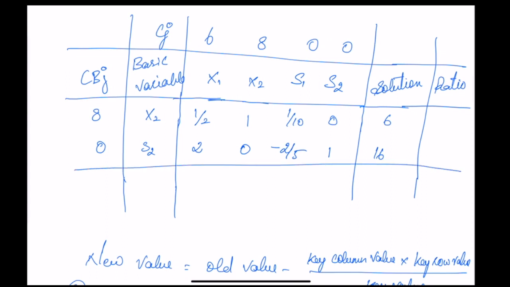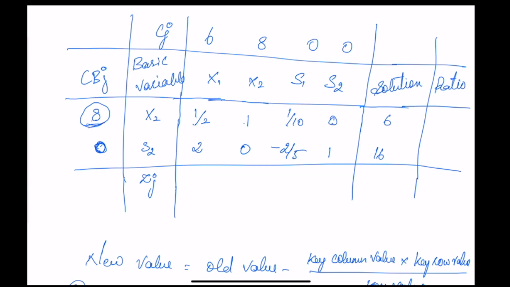And next we'll find out Zj. In order to find out Zj, we will multiply the coefficient of basic variable here. We are going to multiply this 8 with the technological coefficient 1 by 2, 1, 1 by 10, 0 and 6. Since we have 0 here, even if we multiply and add, the value is not going to change. 0 into 2 is 0, 0 into 0, 0, 0 into minus 2 by 5, 0, 0 into 1, 0, 0 into 16, 0. So we need not consider the second row.